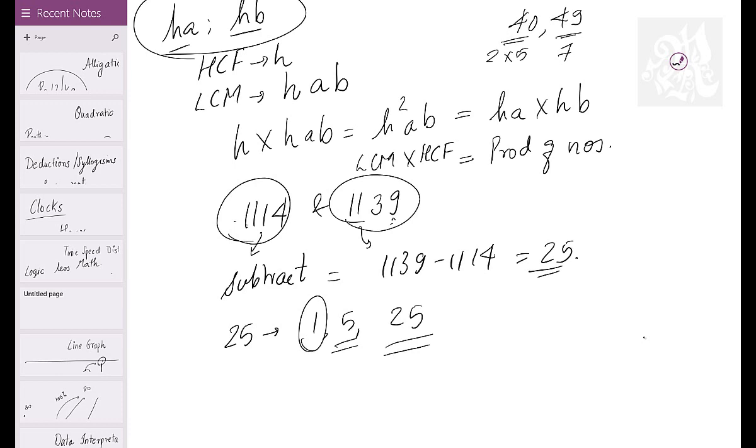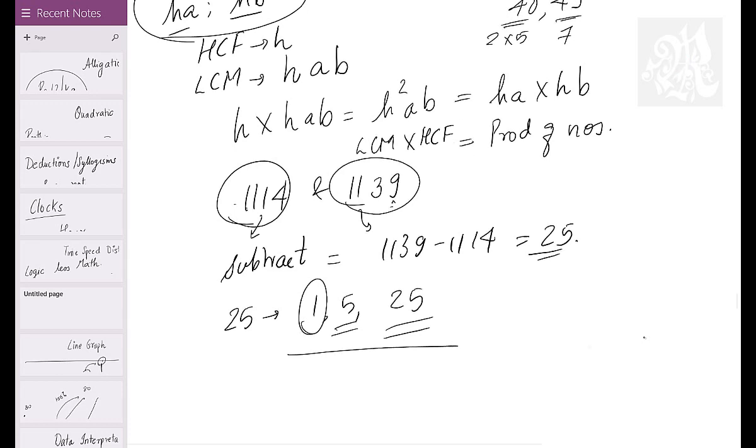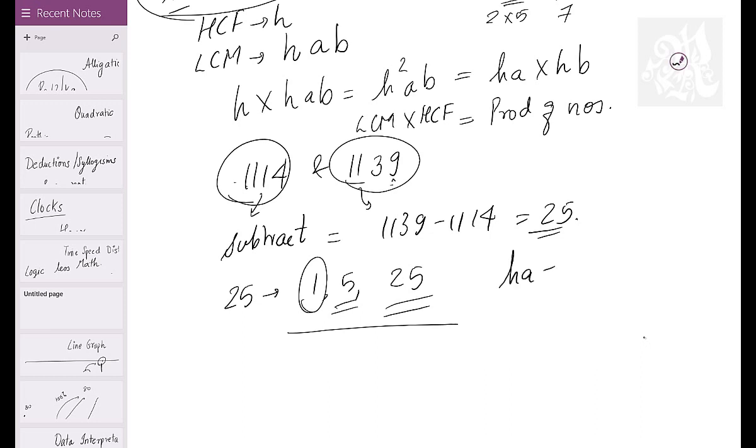Keep in mind, HCF of two numbers is always a factor of the difference of the two numbers. Why do you get that? Because HA and HB when subtracted, I get H common, A minus B. So HCF here becomes a factor of the subtraction. You want to find out the HCF of any two numbers? Subtract them.